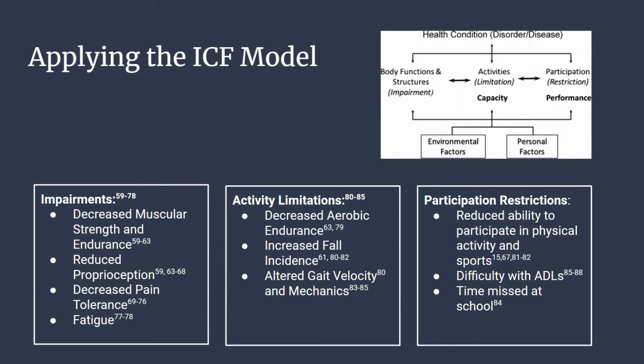So here we've applied the ICF model to EDS. Some impairments that we can see include decreased muscular strength and endurance, reduced proprioception, decreased pain tolerance, and fatigue. Some activity limitations that could be present include decreased aerobic endurance, increased fall incidence, and altered gait velocity and mechanics. And some participation restrictions include the reduced ability to participate in physical activity in sports, difficulty with ADLs, and time missed at school.